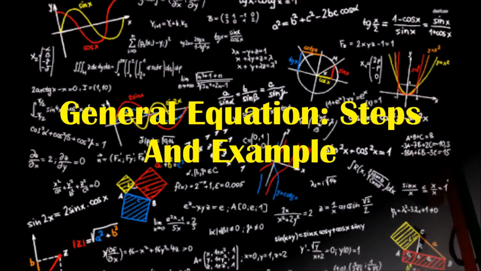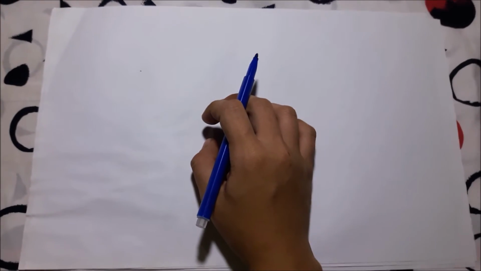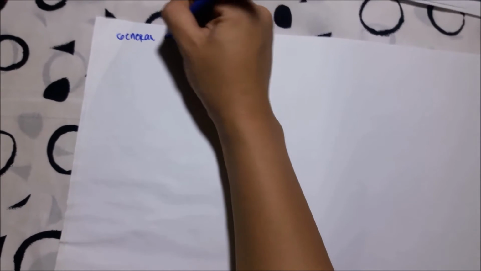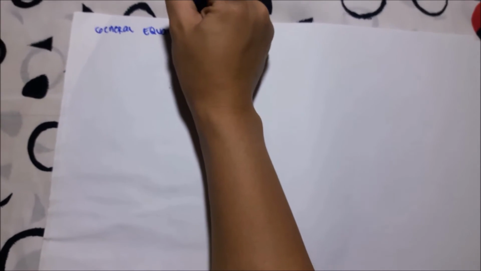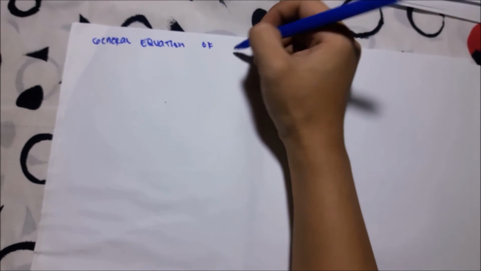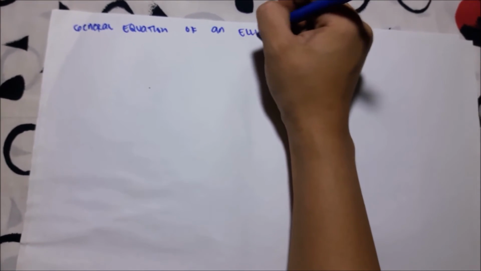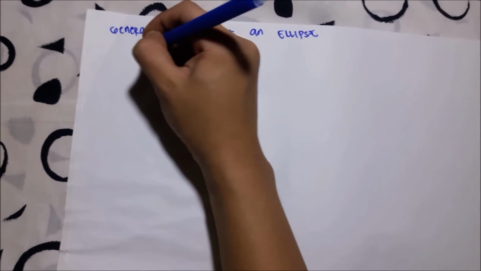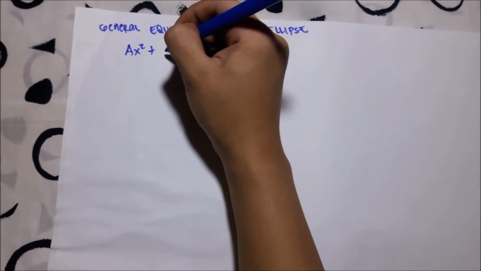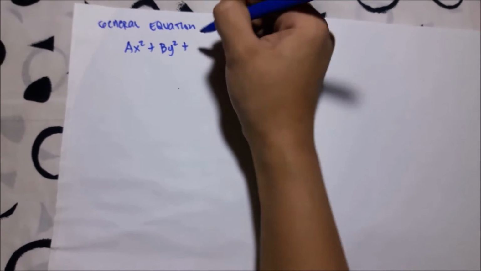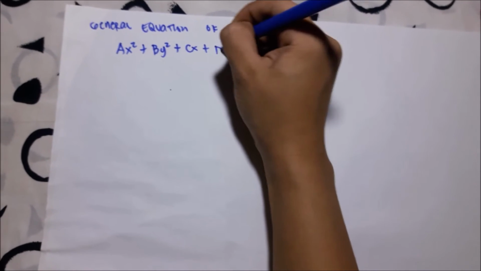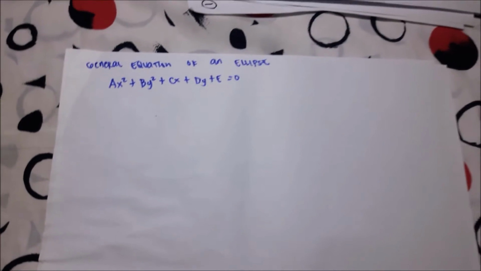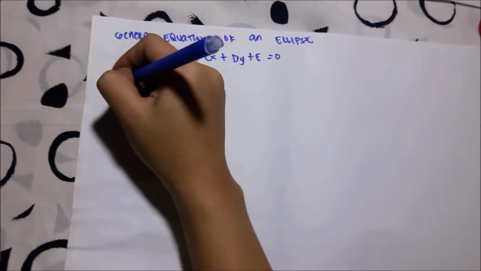So we're done. So our next topic is the general equation of an ellipse. So the general equation of an ellipse is ax squared plus by squared plus cx plus dy plus e is equal to 0. So let's cite an example. So example number 1.